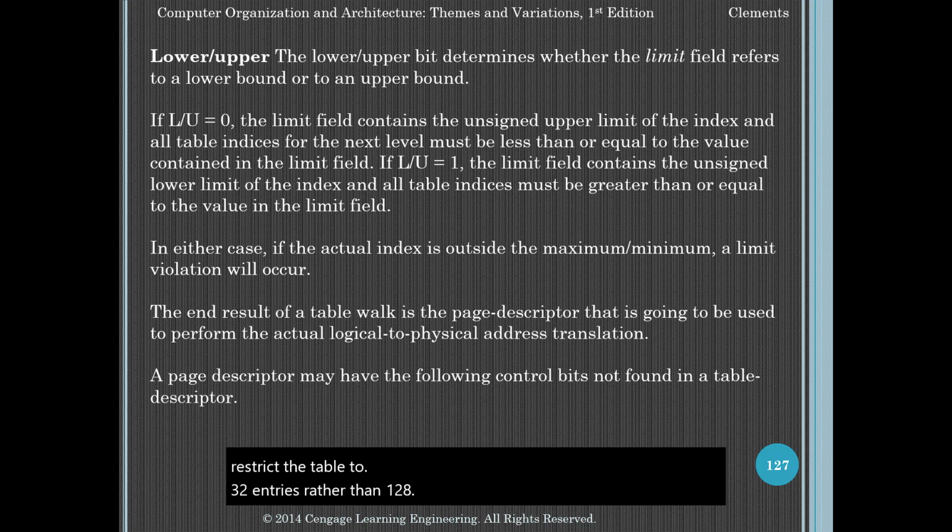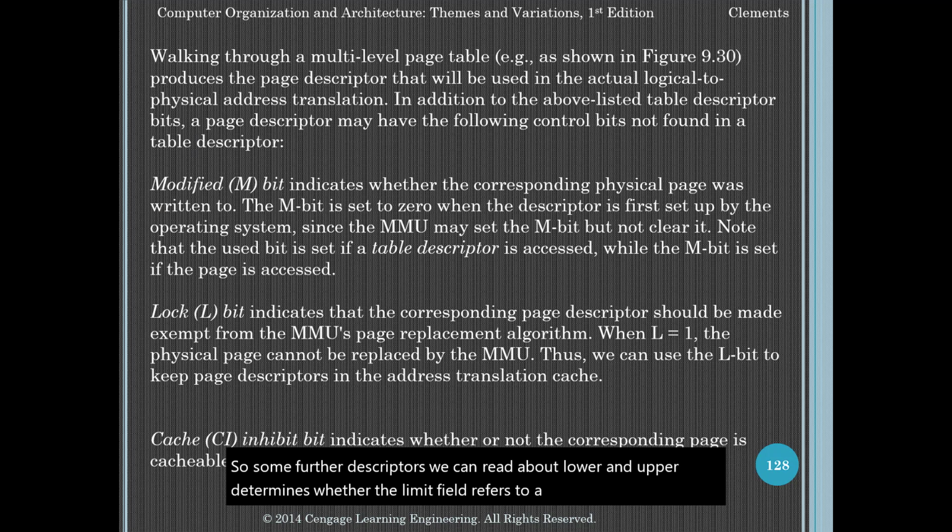So some further descriptors we can read about: lower and upper determines whether the limit field refers to a lower bound or upper bound. We can have modified, which indicates whether the corresponding physical page was written to. Lock bits indicate whether the corresponding page descriptor should be made exempt from the MMU's page replacement algorithm, so we don't get rid of it, it's locked. And then the cache inhibit bit indicates whether or not the corresponding page is cacheable.